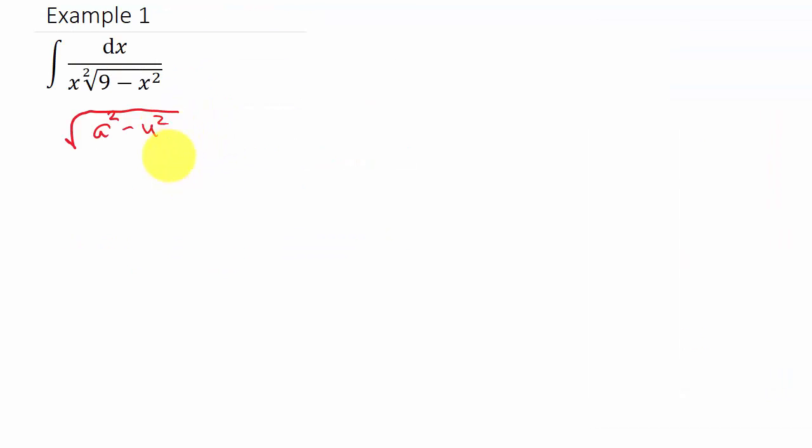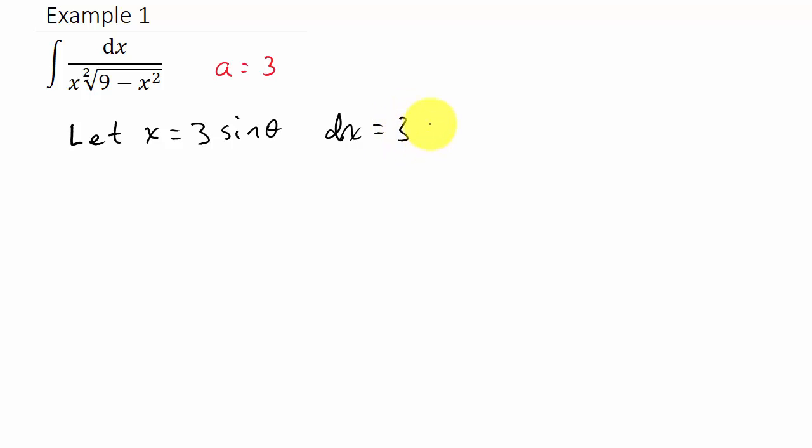In this case you can see that a is equal to 3. The 9 is a squared. So we're going to let x equal a sine theta, so x is 3 sine theta. That gives us dx equal to the derivative of this, so that's 3 cosine theta d theta.